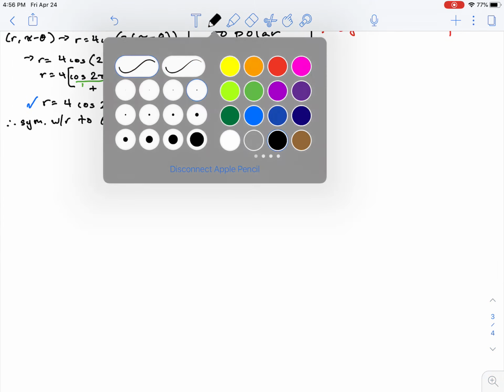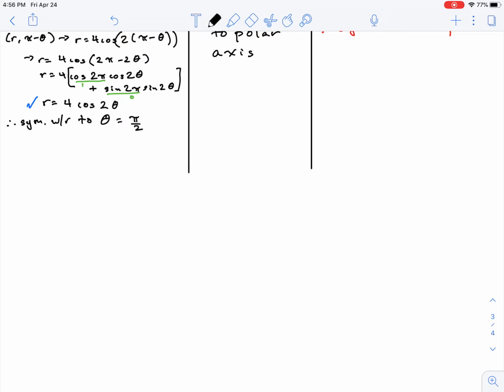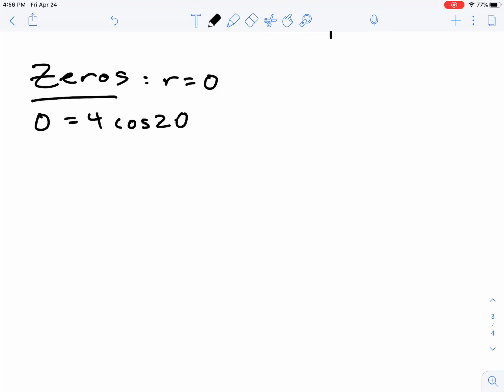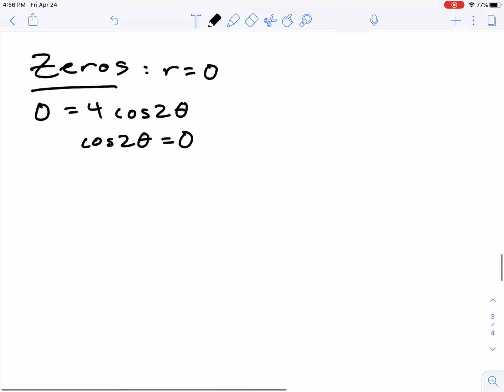Okay? So next, we're going to go ahead and find the zeros. If you recall, the zeros are just the angles of theta that cause r to be equal to 0. So set r equal to 0, which means we're setting our polar equation equal to 0. And so we say cosine of 2 theta is equal to 0. Now we're solving this double angle equation.